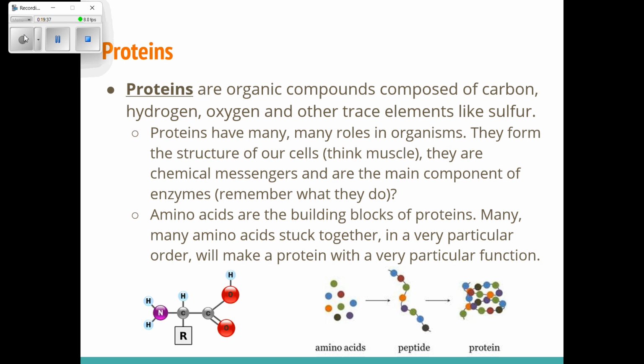Amino acids are the building blocks of proteins. Many amino acids stuck together in a very particular order will make a protein with a very particular function. There is the chemical structure of protein.